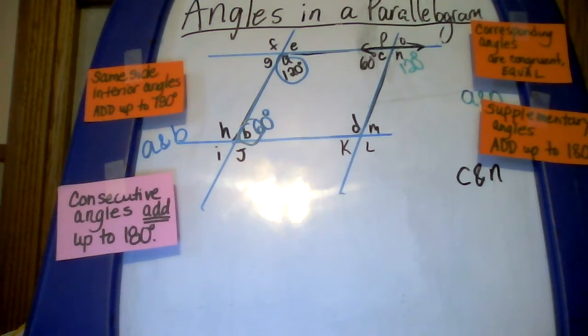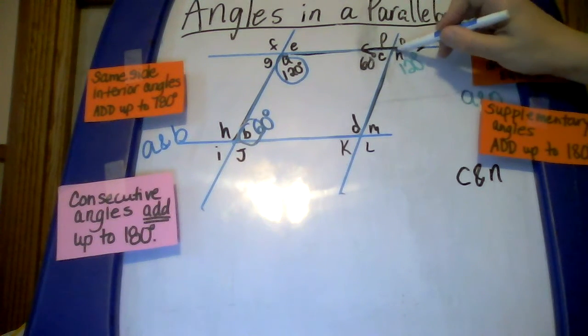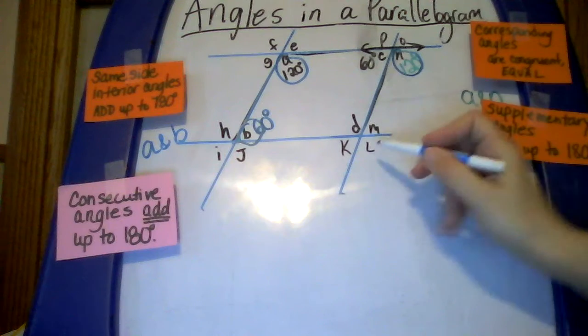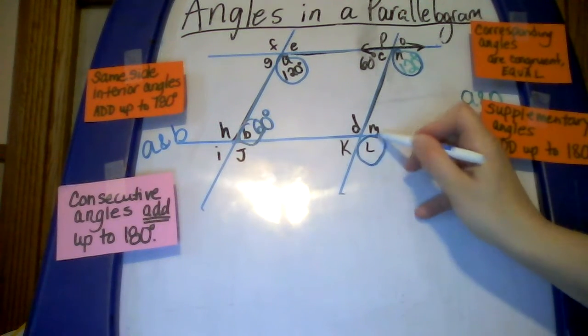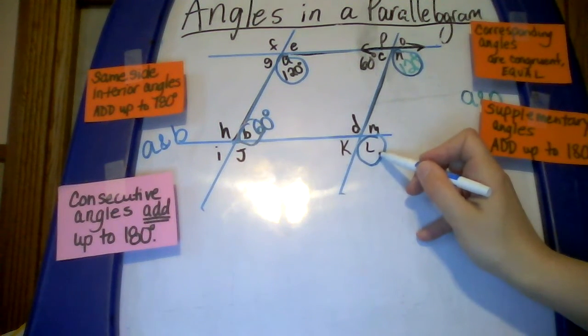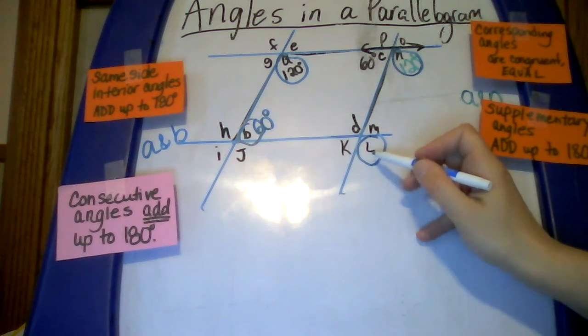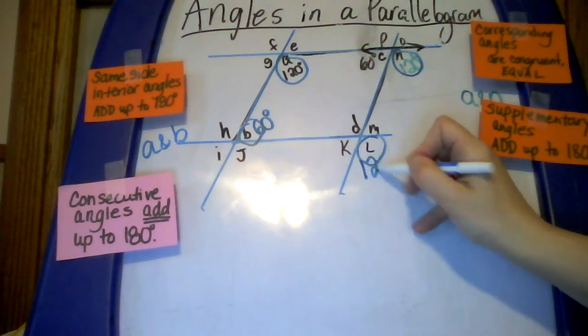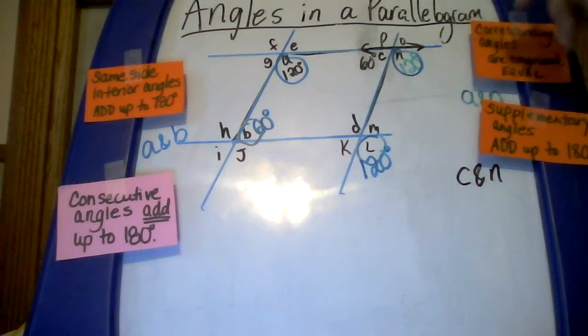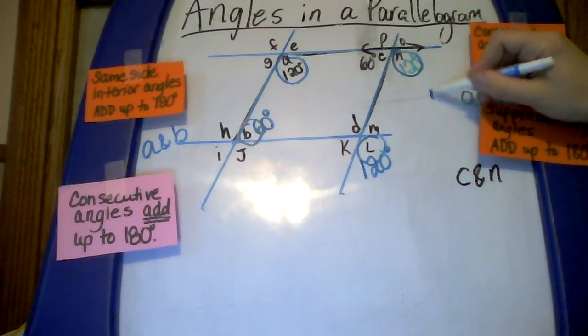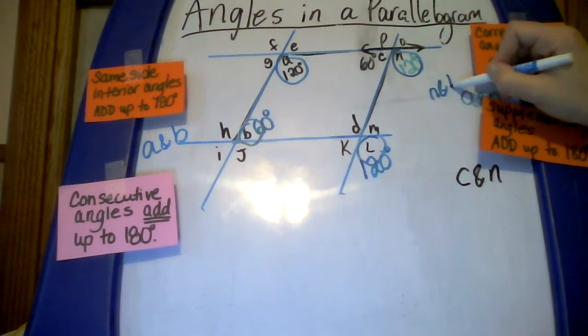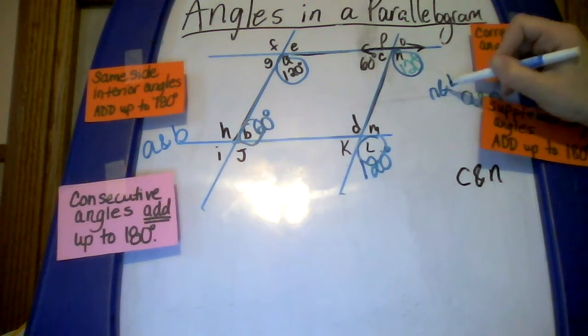Then from here, what we're going to do is we're going to use corresponding angles again. Angle N corresponds to L on this lower portion of the diagram. So they are corresponding angles. So L is equal to 120. So again, N and L are corresponding angles.